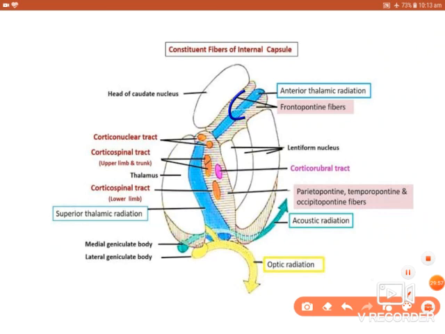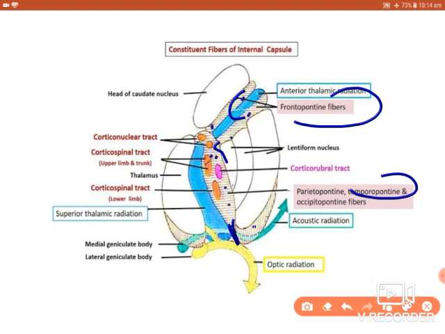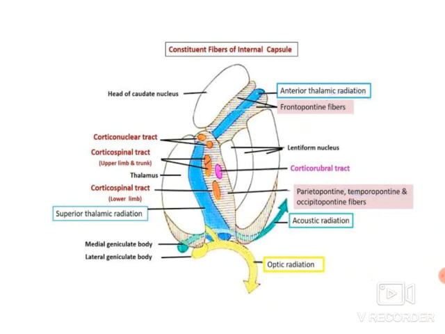So this anterior limb here, in this posterior limb, you can see the frontopontine fibers. In this retrolentiform part, you can see there is the parietopontine and the occipitopontine fibers. In the sublentiform part, you can see there is the temporopontine fibers. Okay, here it's marked with these lines like this.